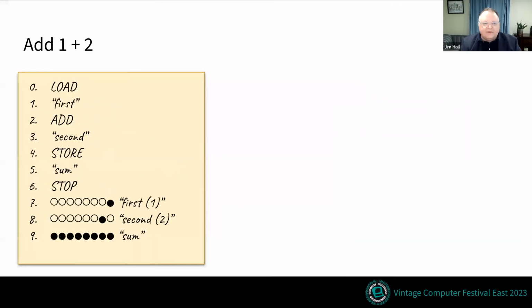And what I usually end up with my students is I do this adding 1 plus 2 and then storing that somewhere, right? So the A plus B equals C program. And so again, I always start by writing things out on a little card. And so I'm going to load a value, the first value. I'm going to add some second value. I'm going to store that value somewhere else. And then I'm going to stop the program.